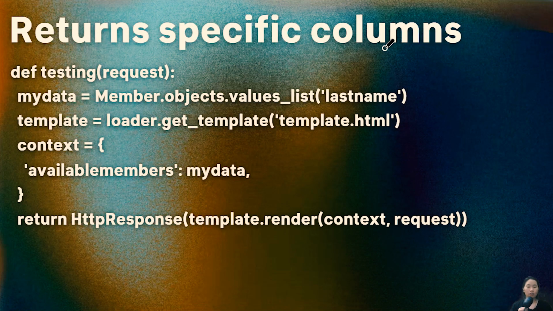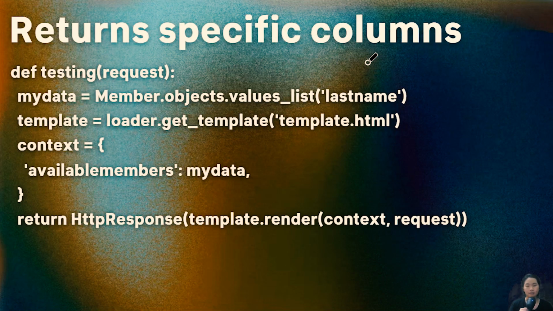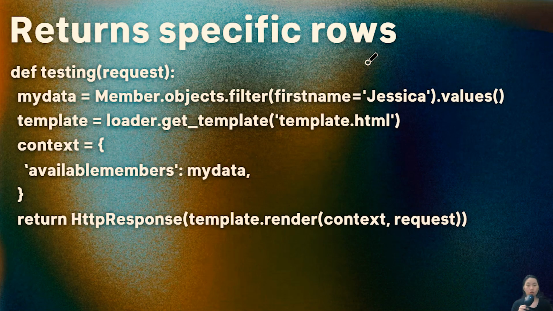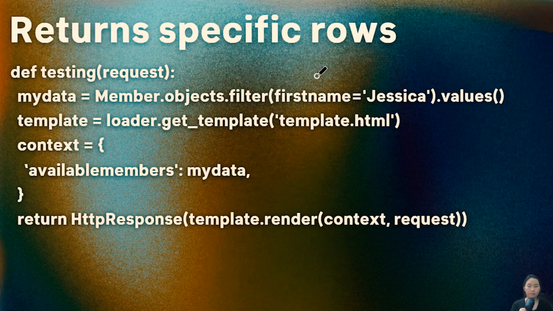Now, if you want to return a specific column within your Member model, you can go with values_list, and we're going for lastname. You can go for firstname, joined date, or phone number, but we're going for lastname with this one. And you can see the difference: it's all .values and then .values_list. All right. Now, in order to get specific rows, we're going to change the syntax up a bit. It's going to be a little bit harder. Instead of values_list, we have filter, firstname Jessica, and then values. So we're taking the values that Jessica has.